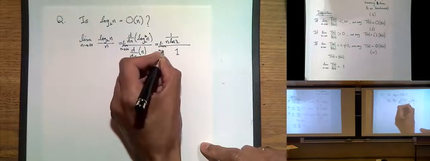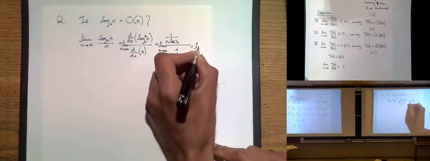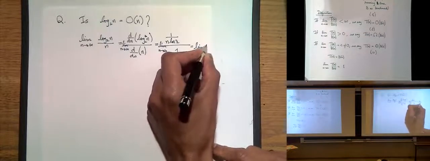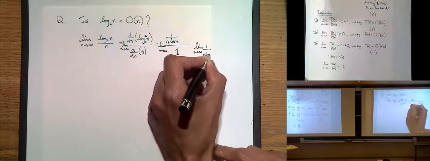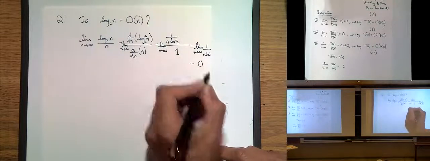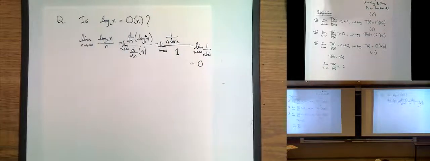So you take the limit as n tends to infinity of that. So it's the limit as n tends to infinity of 1 divided by n, times the natural log of 2, which is 0. So this limit is 0.